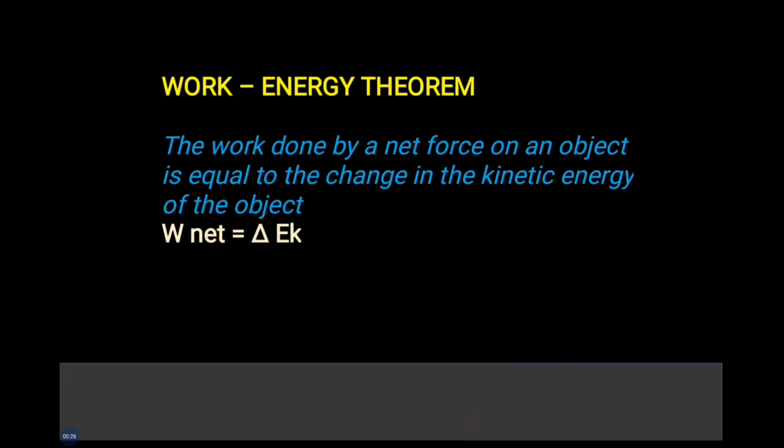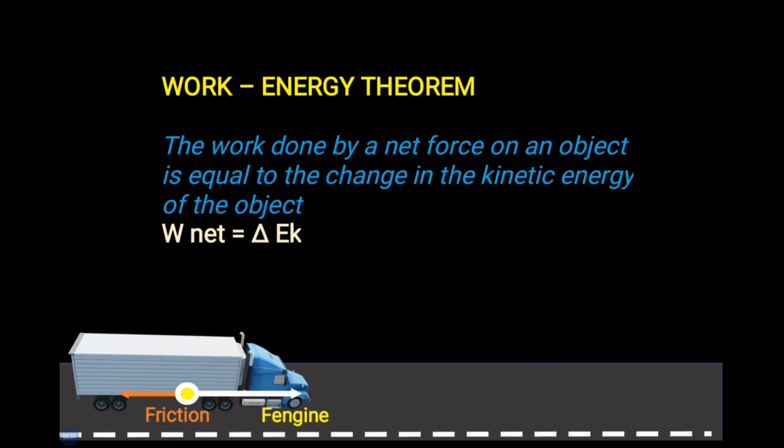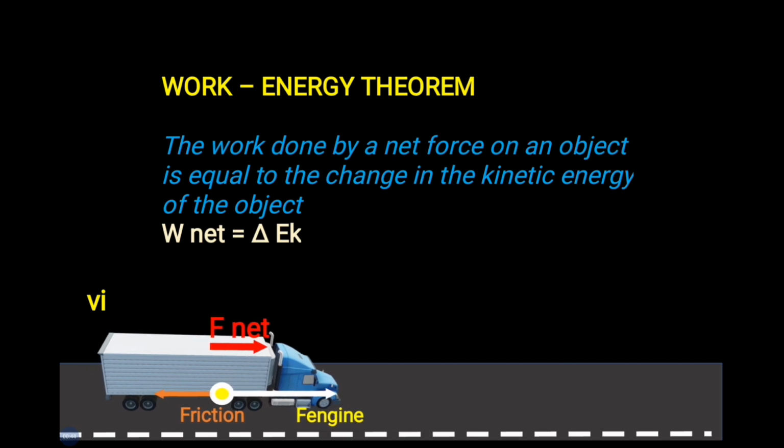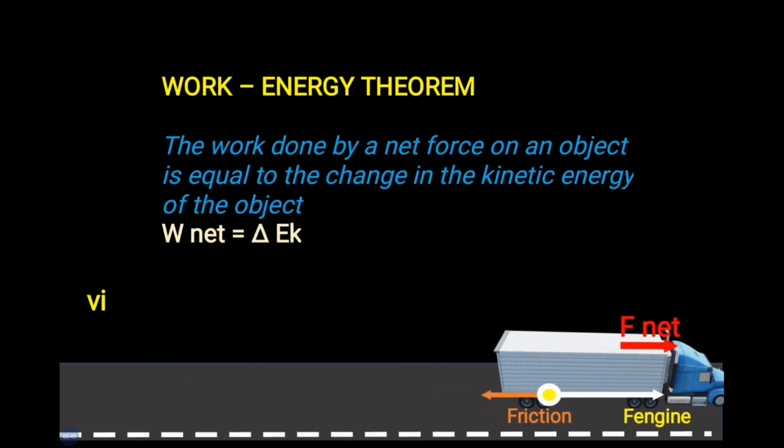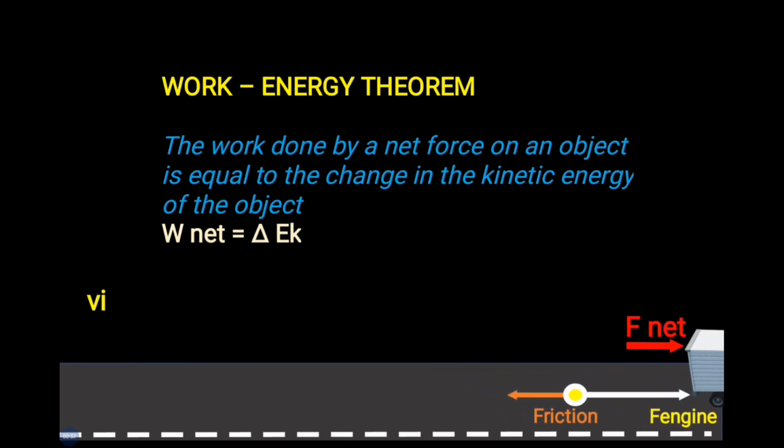Suppose we have a truck that is being accelerated from an initial velocity vi by a net force F net that acts in the eastern direction. So the truck is accelerated eastwards by this net force, and acceleration means there is a change in velocity from a velocity value of vi to a velocity value of vf. Since the velocity values change, we can already see that there's going to be a change in the kinetic energy of the object.